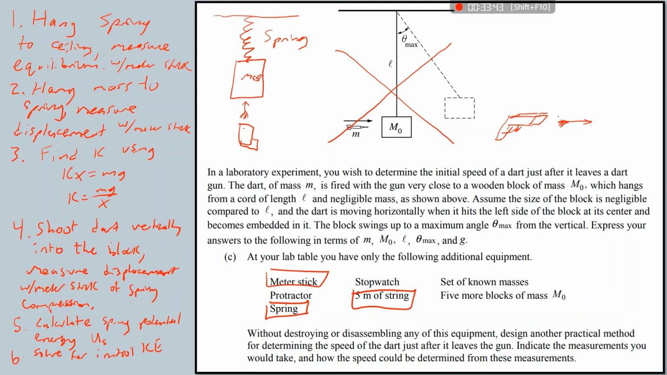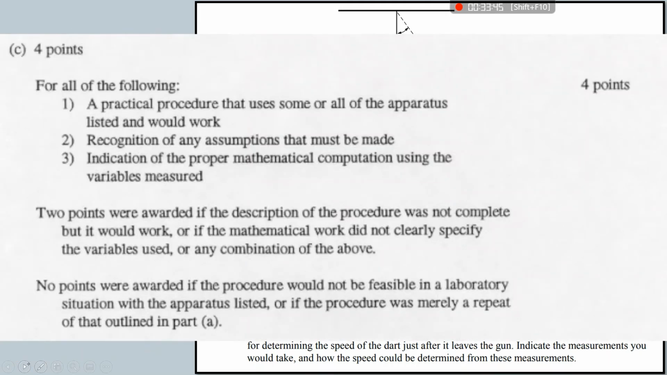I'm sure there's more than one way to do that. And if I go over, you can see they don't actually give us a procedure for the key. They're just looking for some sort of practical procedure where all of this can be done. So 4 points. Practical procedure that used some of the apparatus. Recognition of any assumptions that have to be made.